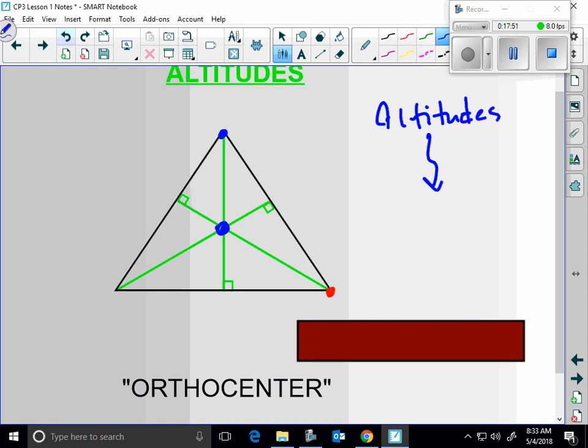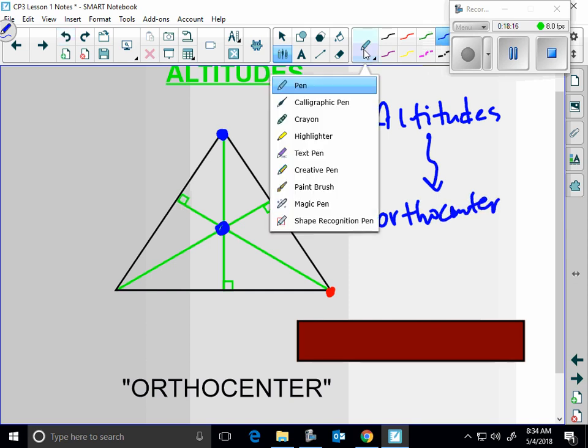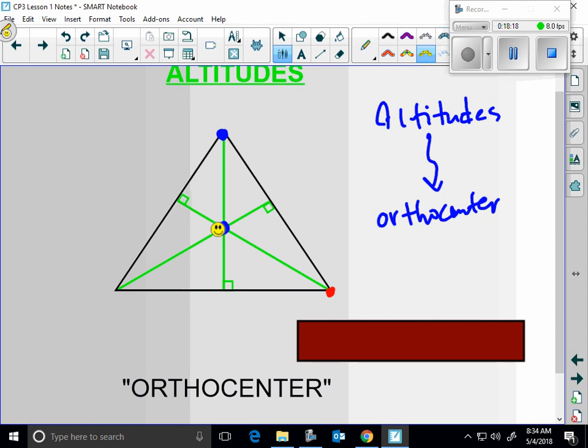these segments, these green segments right here are called the altitudes because we named them that. So if it goes through a vertex and is perpendicular to the opposite side, we call that an altitude. It's like a height of the triangle. Right? That's the height of the triangle. We call it the altitude. The altitudes form the orthocenter, which is this point right here. Smiley face time. Bam. There's the orthocenter.